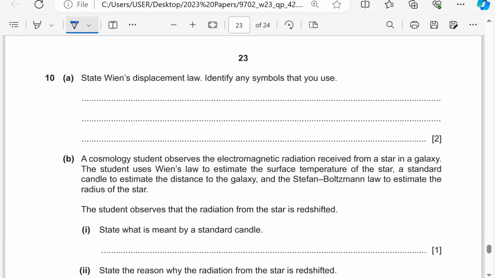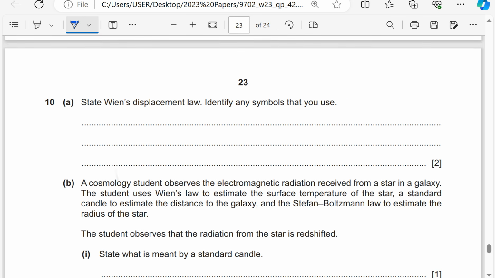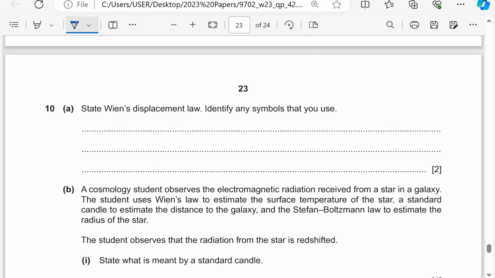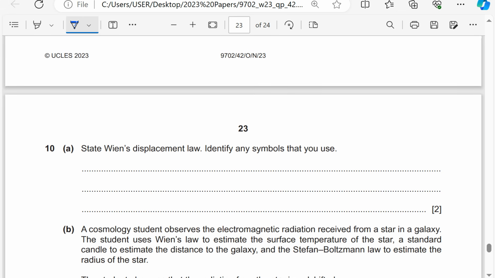And lastly, state Wien's displacement law. Of course, this is astronomy and cosmology. Wien's displacement. We know that the wavelength at which maximum intensity of radiation is emitted is inversely proportional to the absolute temperature.